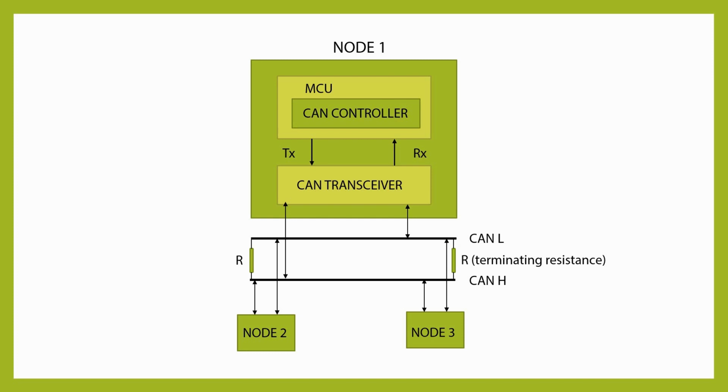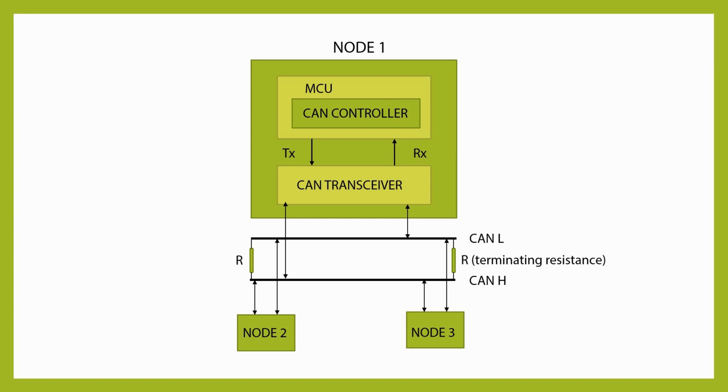And from that MCU, from that CAN controller, we have one TX and RX. That is one transmitting signal and one receiver signal. And this TX and RX is given to another module known as CAN transceiver. Now, why do we have a CAN transceiver? It is because we need differential signaling for error removal. So we have two lines known as CAN low and CAN high.